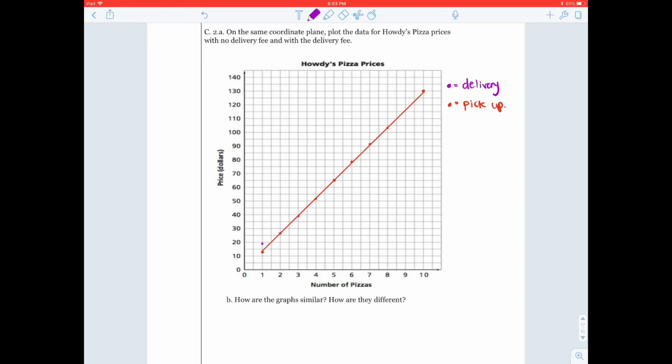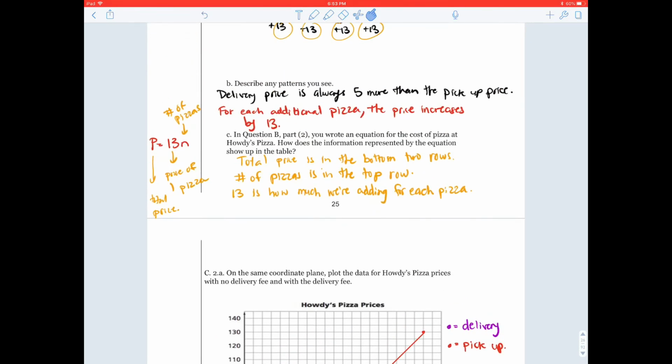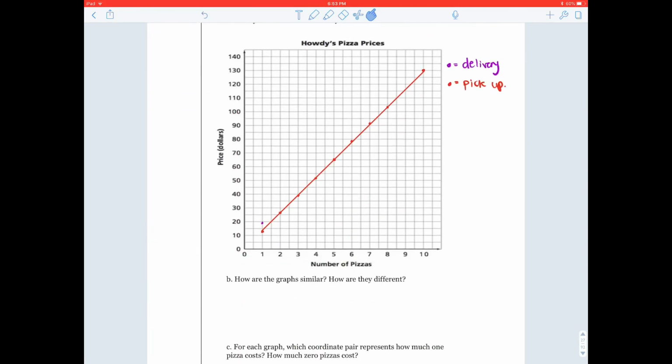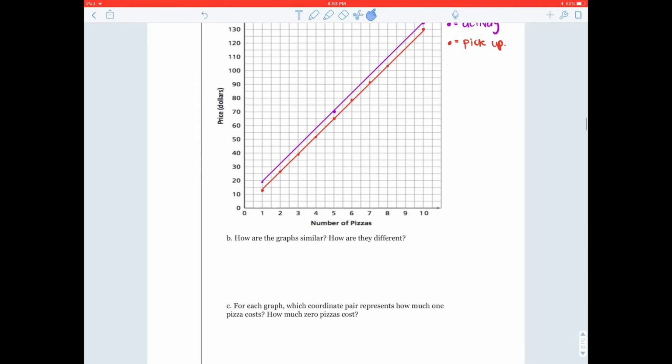So 18. I'm going to speed up my process a little bit. I'm going to graph 70. 70 is about right there. And then 10 would be about right there. Okay, and I'm going to connect my dots. And there we go. We got two separate lines.